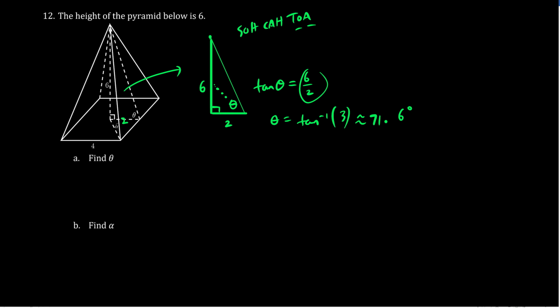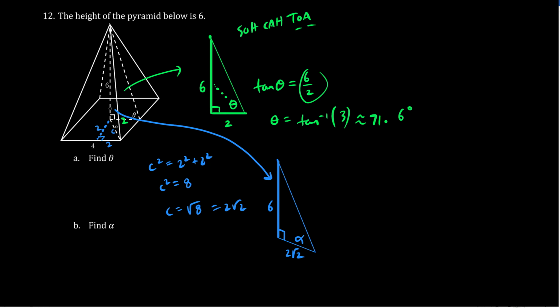Now let's focus on solving alpha in this right triangle here. Notice how we have a nice smaller square, which is 2 by 2. This is 2, this is 2. And using the Pythagorean theorem, we can find the hypotenuse, which would be c. So we'll just say c squared is equal to 2 squared plus 2 squared. So therefore, c squared is equal to 8. Taking the square root of both sides, we have c is equal to root 8, or 2 root 2.